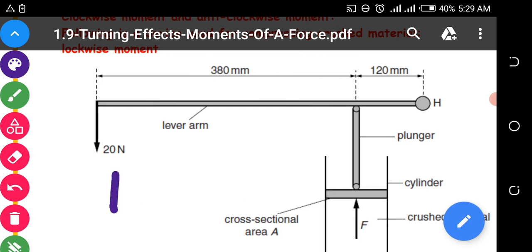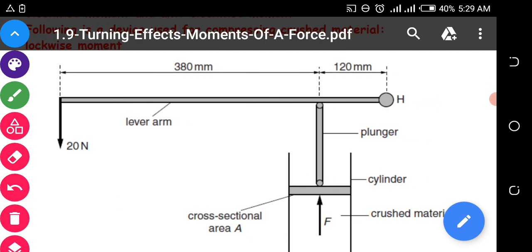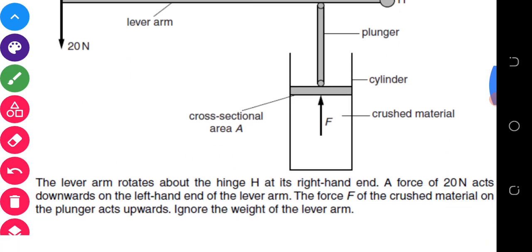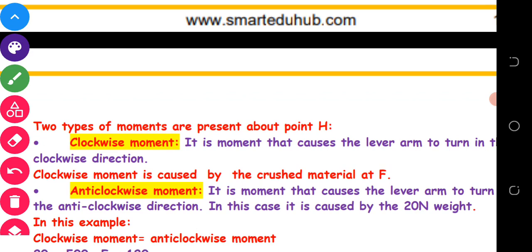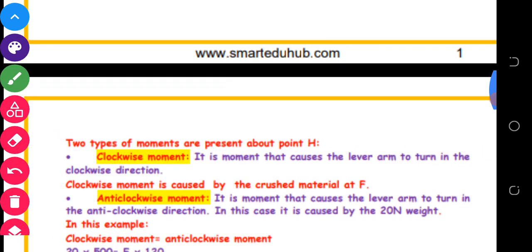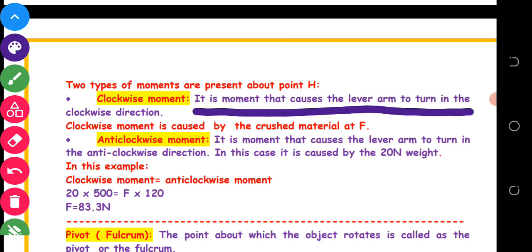That's the important thing that I want us to get from this diagram, just identifying how to know the direction of a moment. Every time that we are given a problem on moments, first and foremost, we should be able to identify which ones are clockwise and which ones are anti-clockwise. A clockwise moment is that moment that causes a lever or an arm to turn in the clockwise direction. That's a clockwise moment.